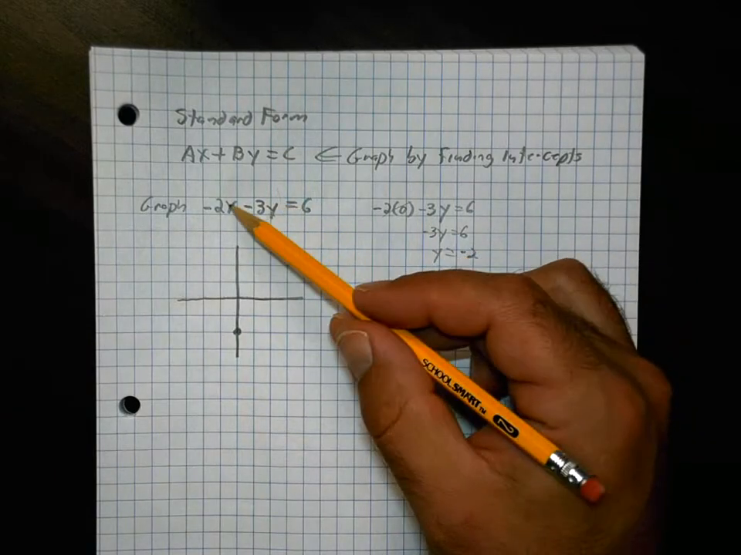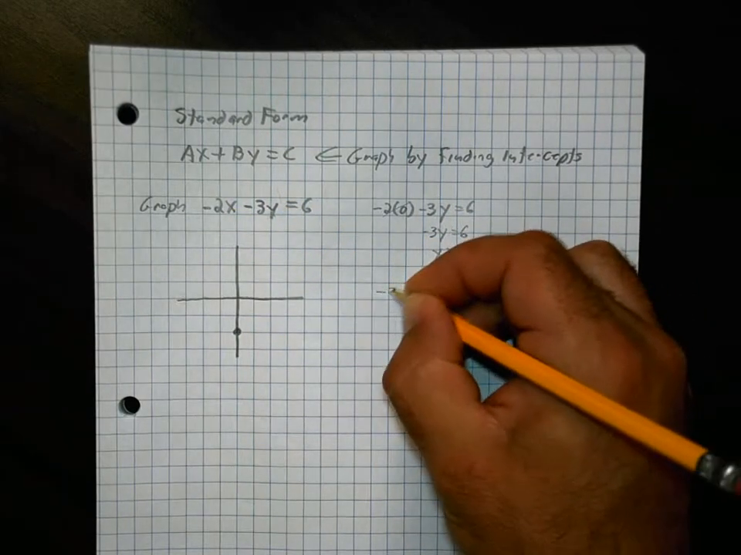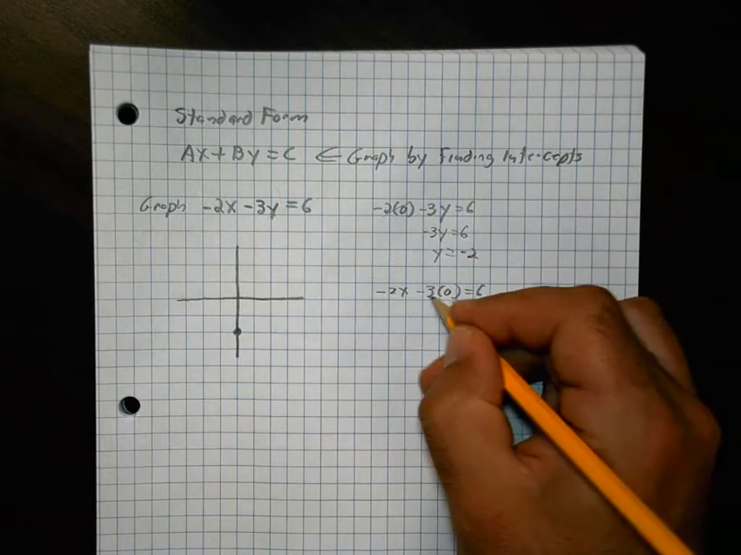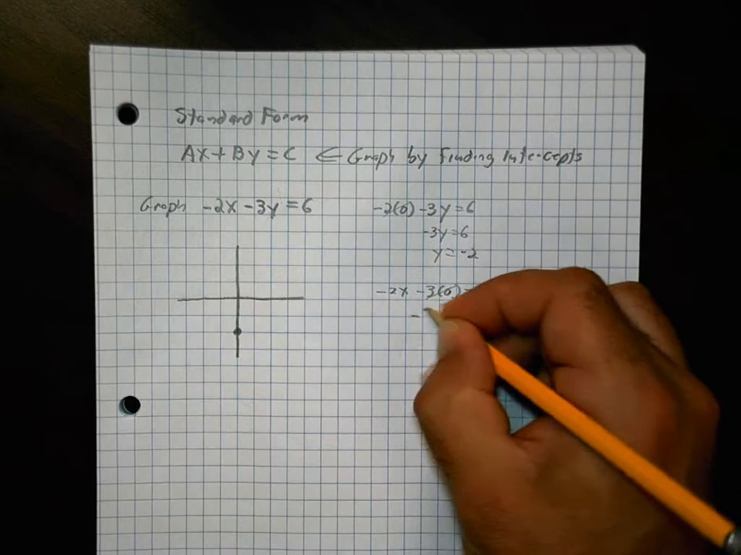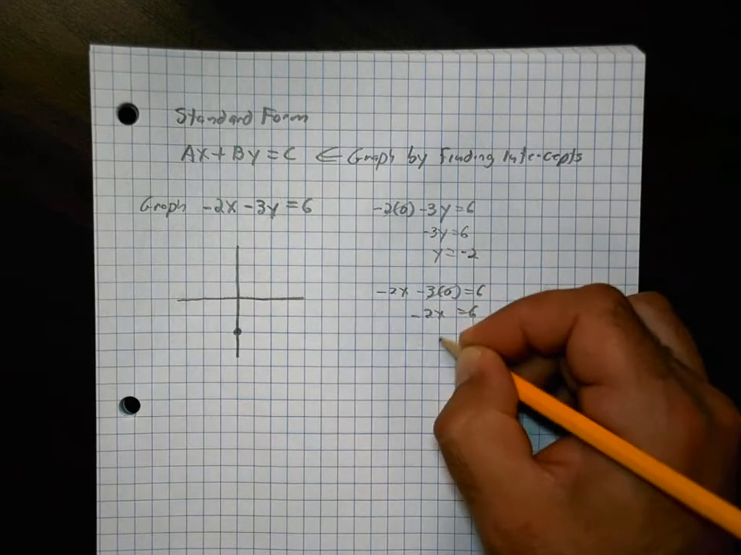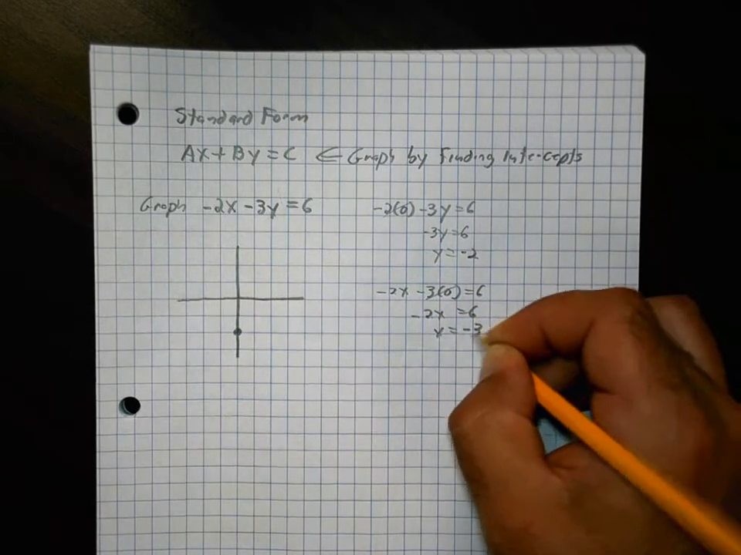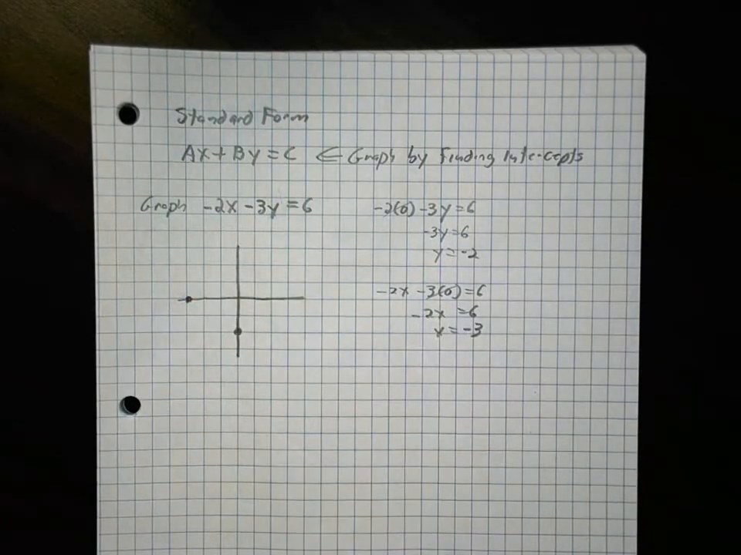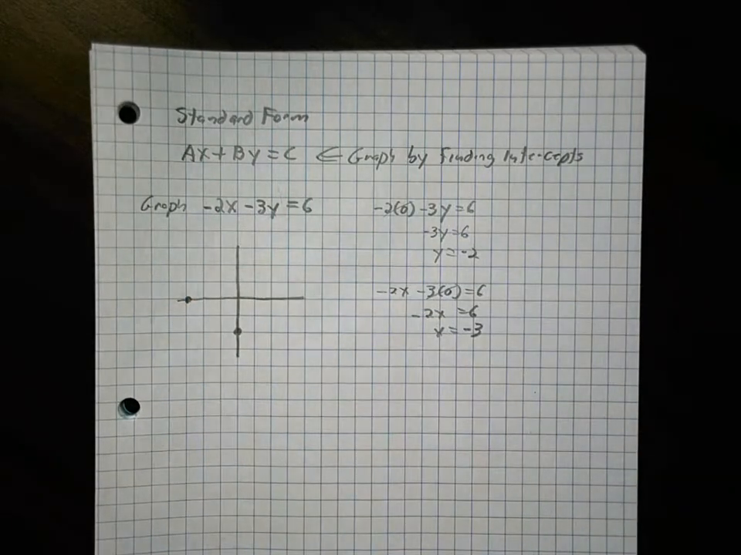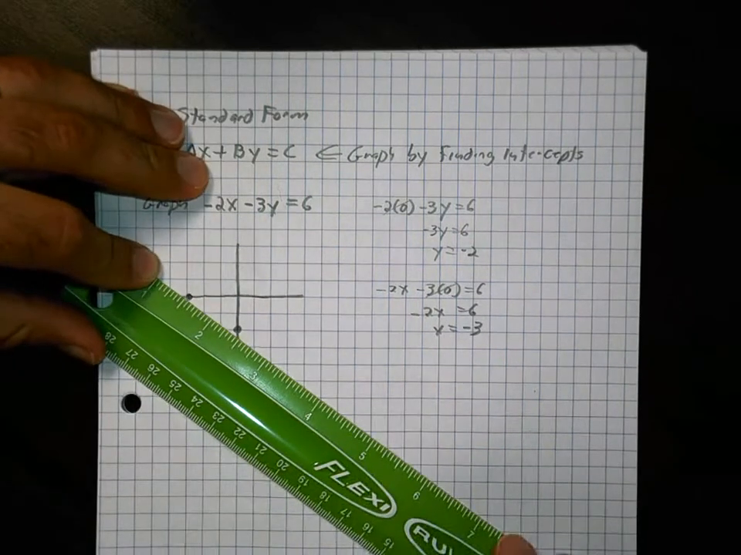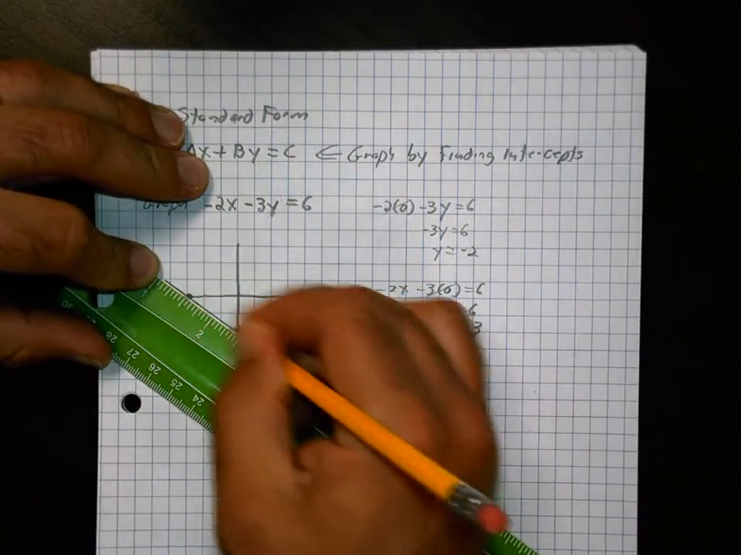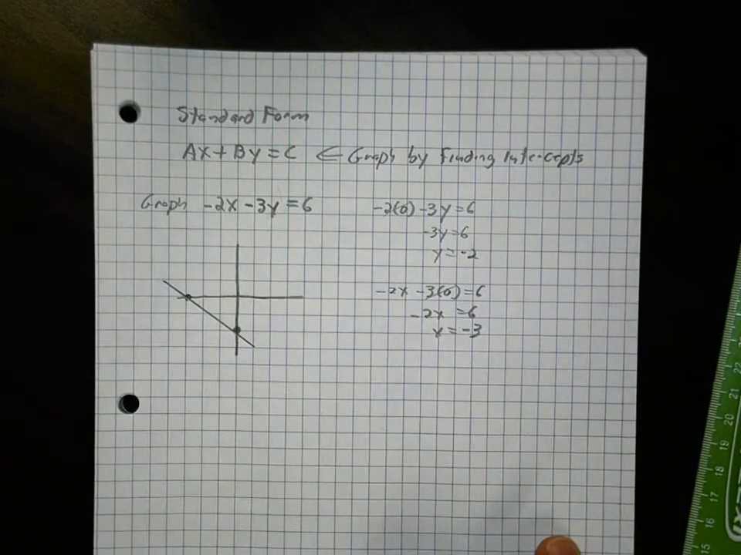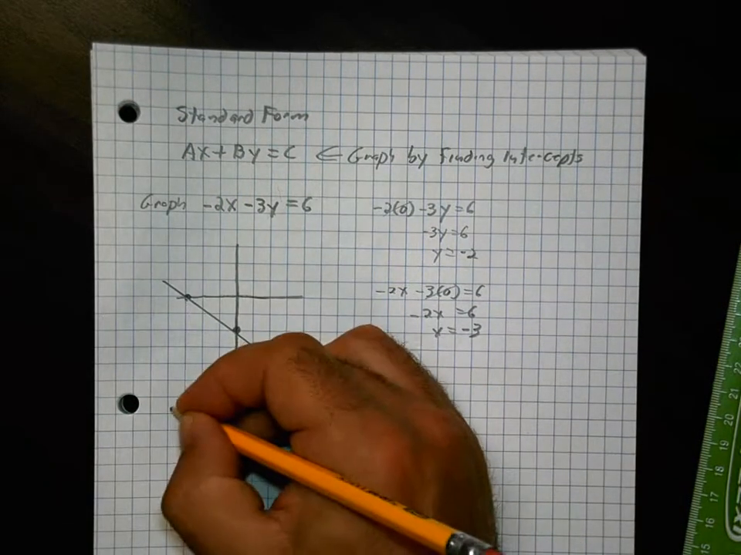Substitute 0 in for y to find the x-intercept. That term disappears, so I get negative 2x equals 6. Divide by negative 2 and I get x equals negative 3. So negative 3, 0 is the x-intercept. Got my 2 points. That's all I need is 2 points. Graph that line. Okay, let's do one more.